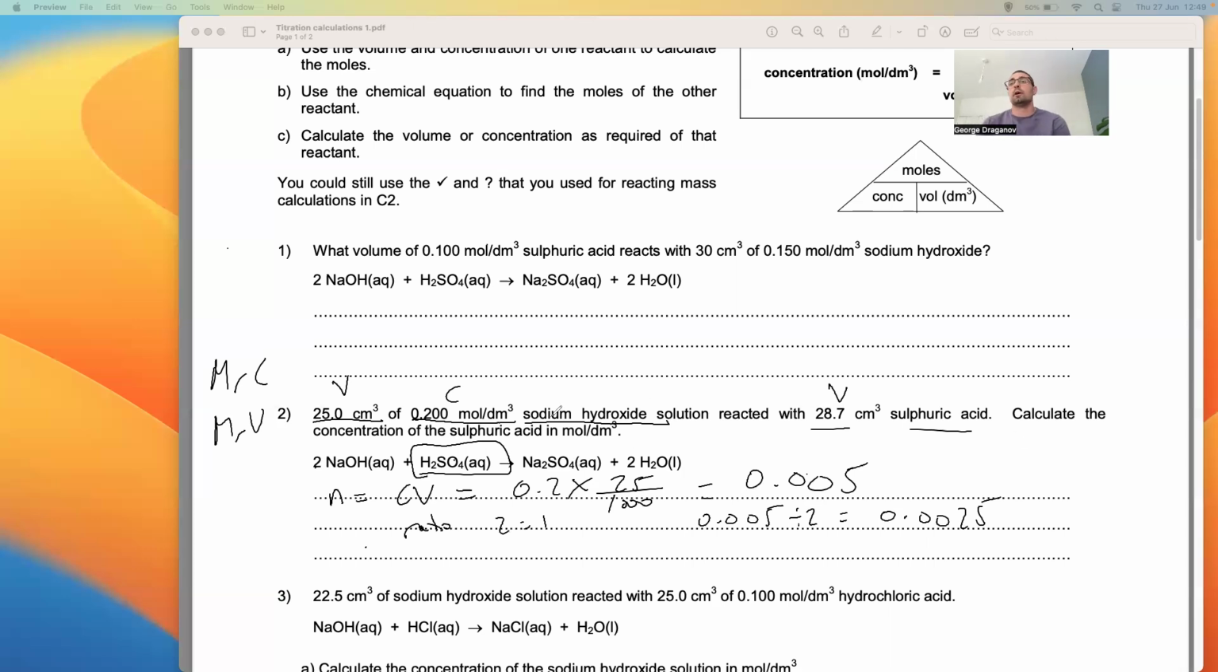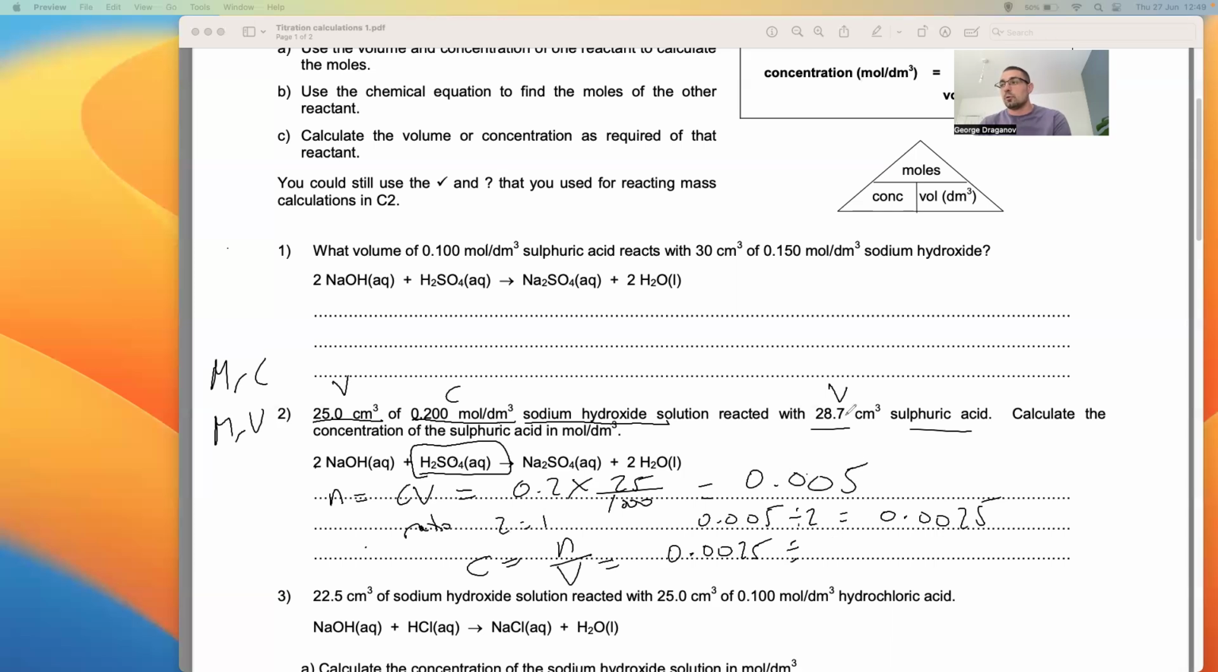Finally, we need to find concentration. So concentration formula, as above, is n over V. Now the n is the thing that you just worked out. Now the V is the V of the thing that we're looking for. So don't make the mistake to plug in this V. You got to plug in the V of the acid because we're looking for the concentration of the acid. So 28.7 over 1,000.